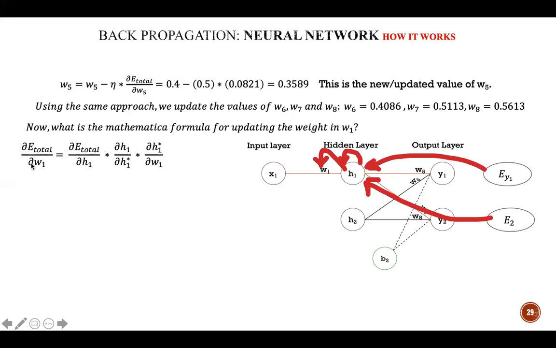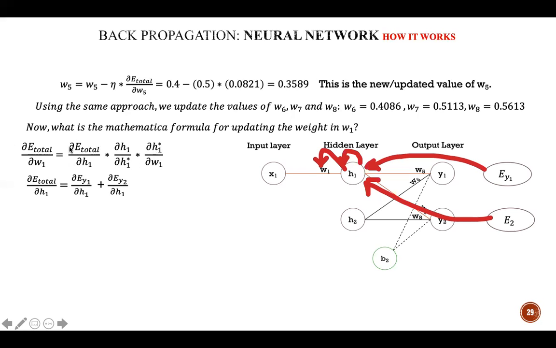So partial E total over partial W1, if I want to do this calculation, this is the chain rule. Now the chain rule here, again, you have two totals, remember? Partial E total over partial W1 is equal to what? Partial E total with respect to H1, multiplied by partial H1 over partial H1 star, multiplied by partial H1 star over partial W1.